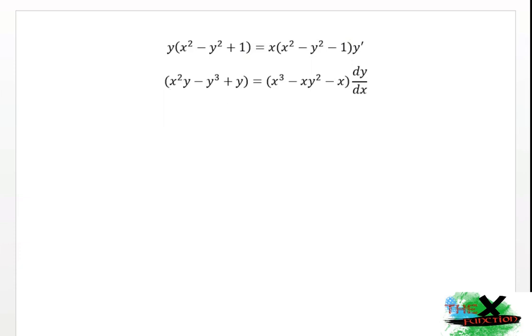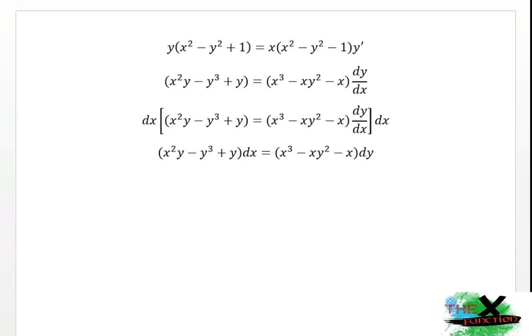Next is to eliminate dx, so we have to multiply both sides by dx. So we have (x squared y minus y cubed plus y) dx is equal to (x cubed minus xy squared minus x) dy. Next is to distribute dx and transpose the second term. x squared y dx minus y cubed dx plus y dx minus x cubed dy plus xy squared dy plus x dy is equal to 0.